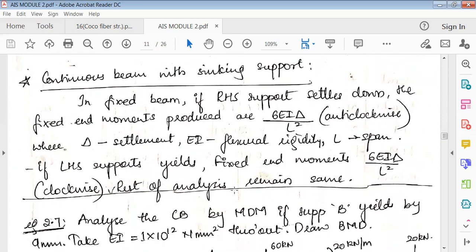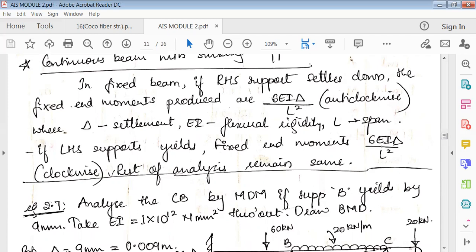So what you're going to do here: in the previous type, that is in the slope deflection equation, we take it that if the right side support sinks, then it is plus delta. If the left side support sinks, it is minus delta. Here also it is the same, but instead of 3 delta by L as in the slope deflection method, here it is 6 EI delta by L square. We're taking this as a complete moment.